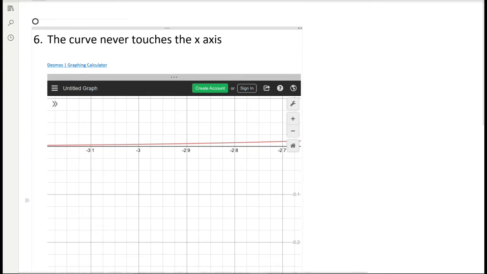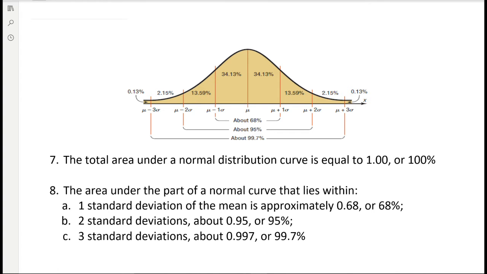So property 6, the curve never touches the x-axis. Now property 7 and 8 involve the area under the curve. So property 7 is the total area under a normal distribution curve is equal to 1 or 100%. You can imagine that this is a very interesting property, which is why we use this in applications of probability. Because remember that the total probability of any given event should equal 1 when you add up the probabilities.